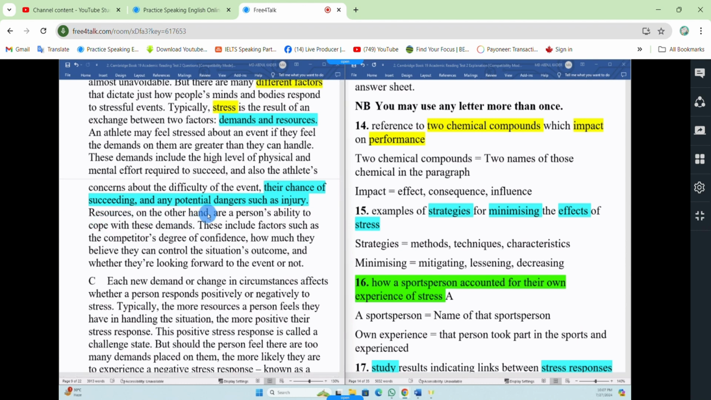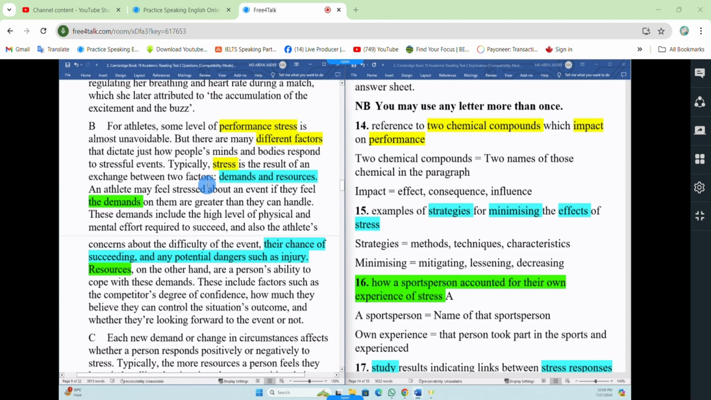Resources, on the other hand. So the first one is demands. Here, from the demands on them, look at this, the demands on them. So here the writer discussed demands, and now the writer is discussing resources. Resources, on the other hand, are a person's ability to cope with these demands. These include factors such as the competitor's degree of confidence and how much they believe they can control the situation's outcome, and whether they are looking forward to the event or not.